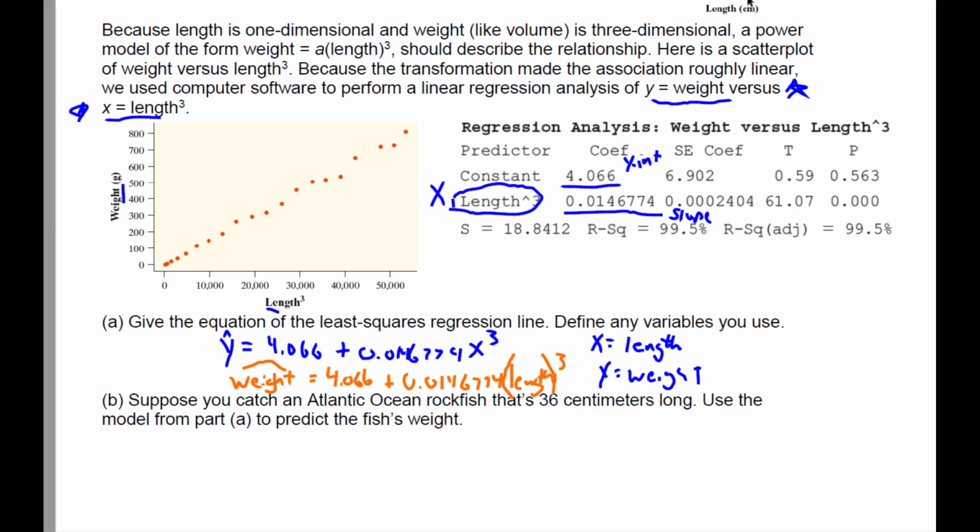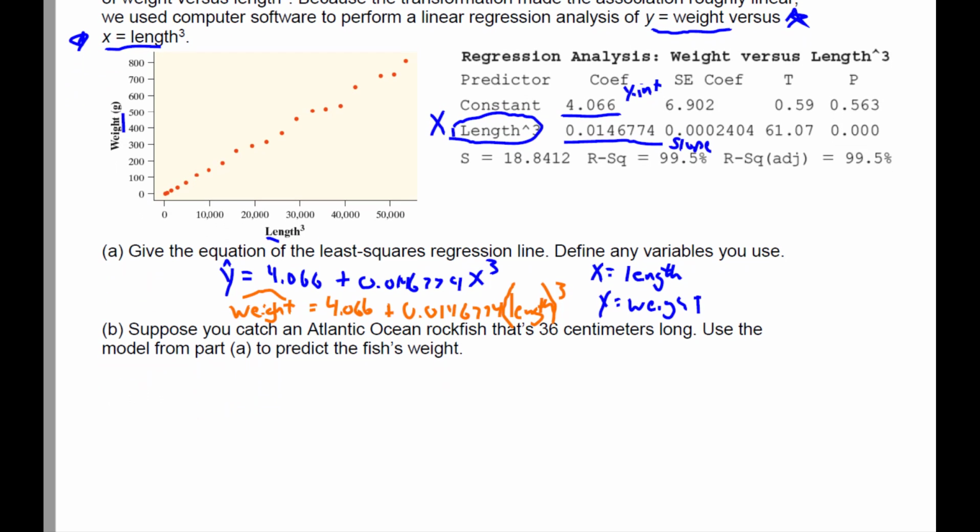Now, again, it's best to write it out with putting in your context part of this, right? The variables, what they are: your weight is what you're solving for, your y, and your x is referring to the length. This makes it a little bit easier to do problems like part B here.